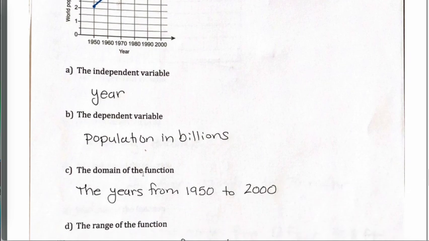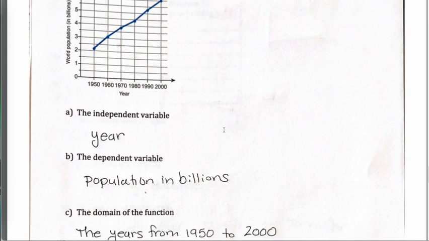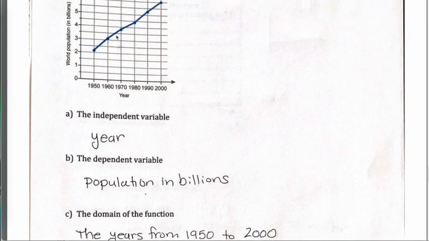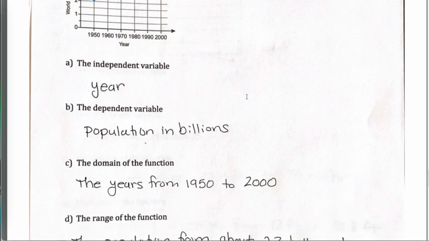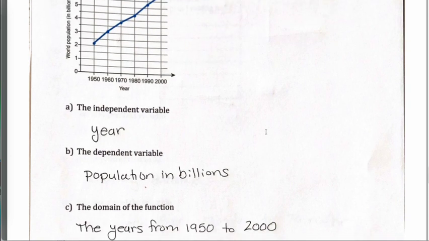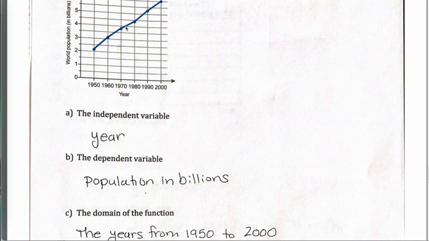The domain of the function, so if we look at this function where the line is drawn, we start at 1950 and we go up to 2000. So it's going to be all the years from 1950 to 2000. That's because, remember, the domain is the set of all your x values. And in this case, because there's a line in between, we're including everything in between there. So we can say literally from 1950 to 2000.